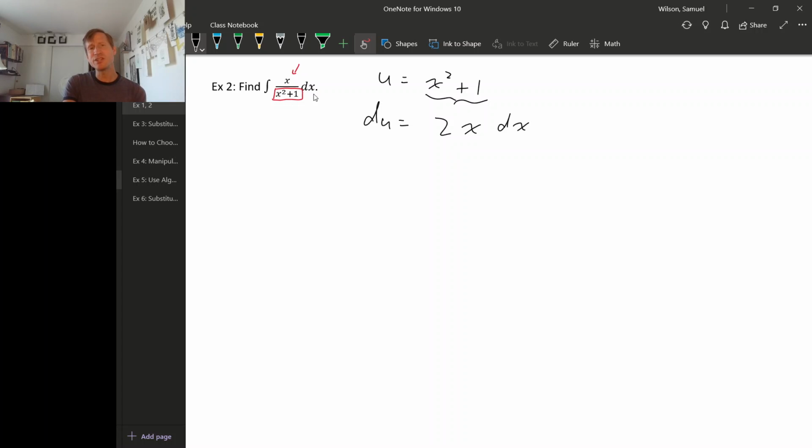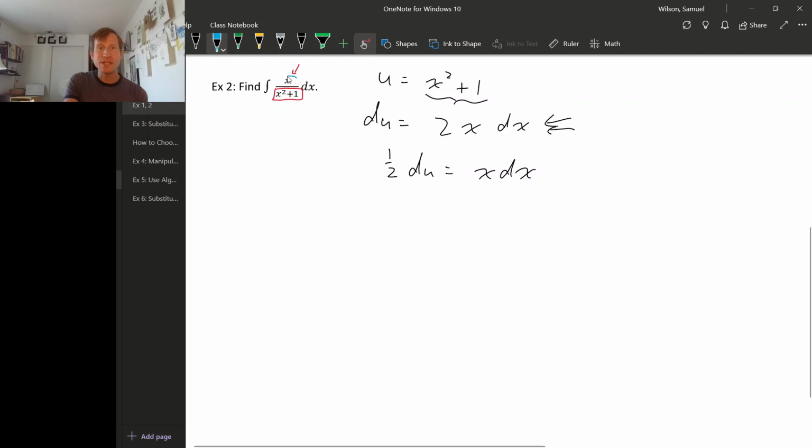Now we're actually missing a 2 here. We have an x, but we're missing a 2. One nice thing about these substitution equations is you can manipulate them algebraically just like any other equation. So in particular, we could take this second substitution equation and divide both sides by 2. That would give us 1/2 du equals x dx.